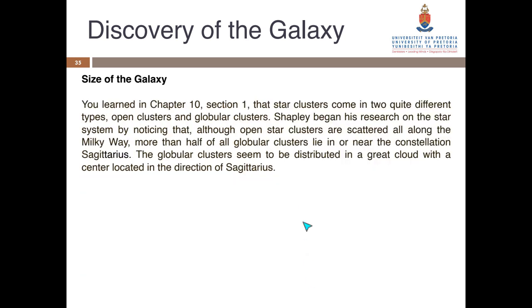So you learned in Chapter 10, Section 1, that star clusters come in two quite different types, open clusters and globular clusters. Shapley began his research on the star system by noticing that although open star clusters are scattered all along the Milky Way, more than half of all globular clusters lie in or near the constellation Sagittarius. The globular clusters seem to be distributed in a great cloud with a center located in the direction of Sagittarius.